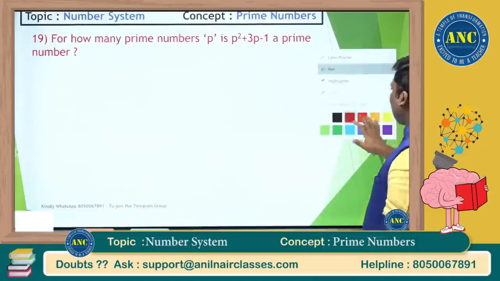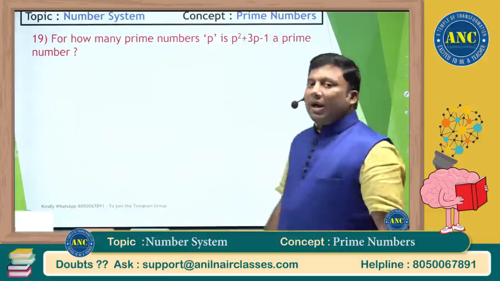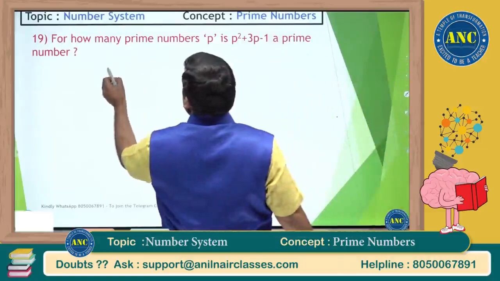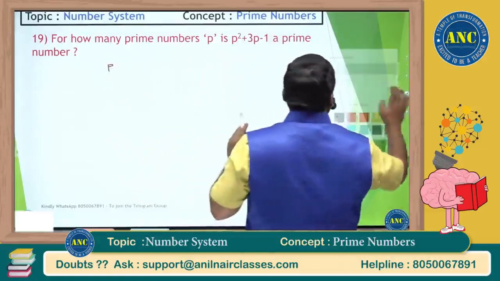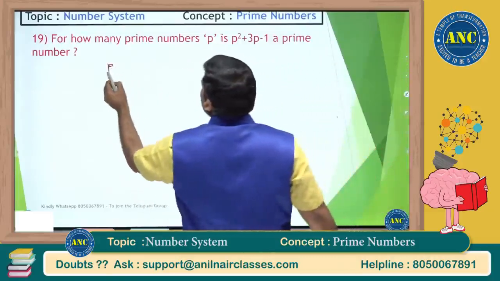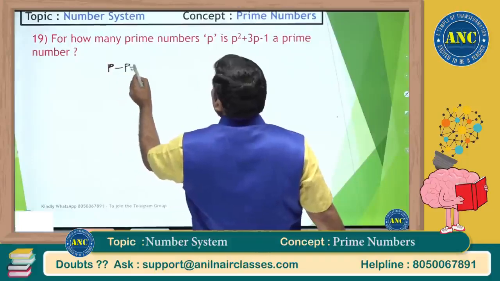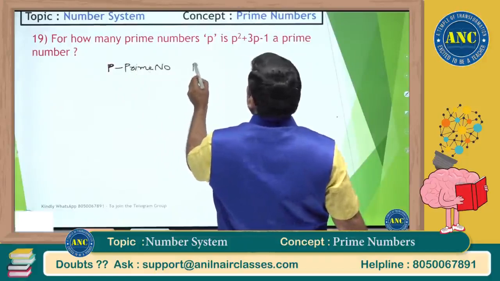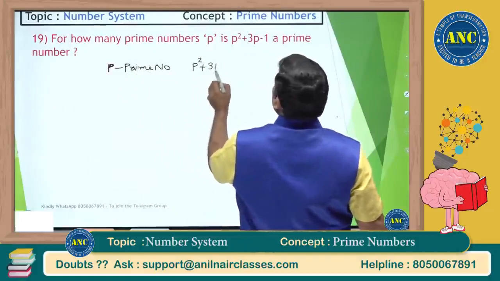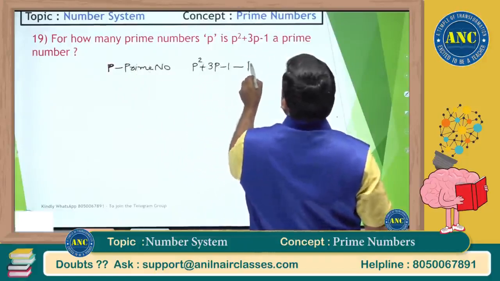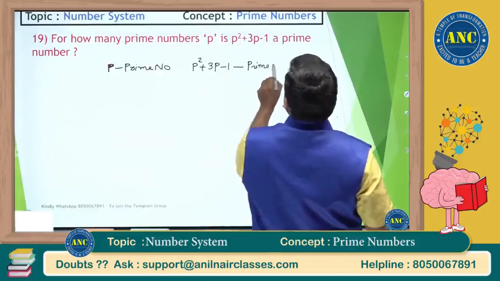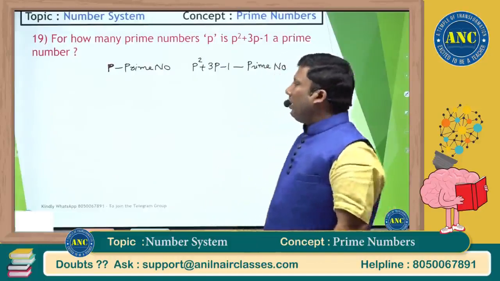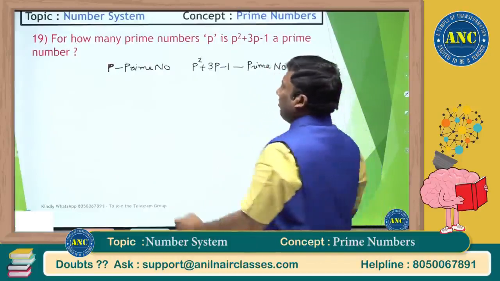See the 19th question. For how many prime numbers P is P square plus 3P minus 1 a prime number? Once you understand how to solve this kind of question, once you get an idea, then you can solve it. P is a prime number. For what prime values of P will P square plus 3P minus 1 be a prime number?